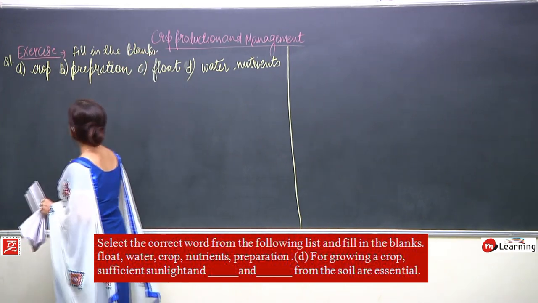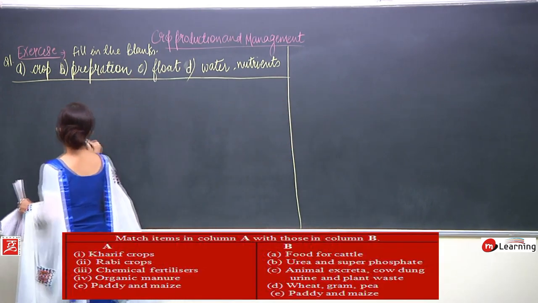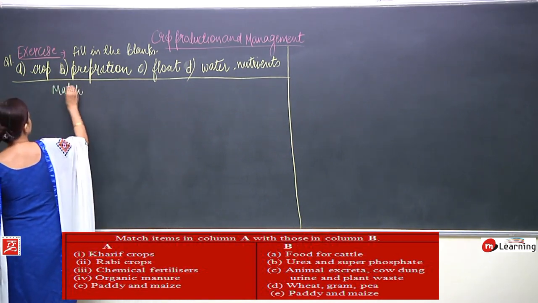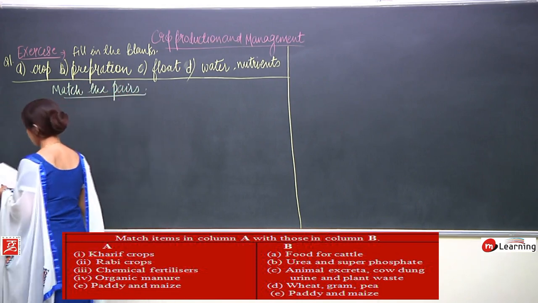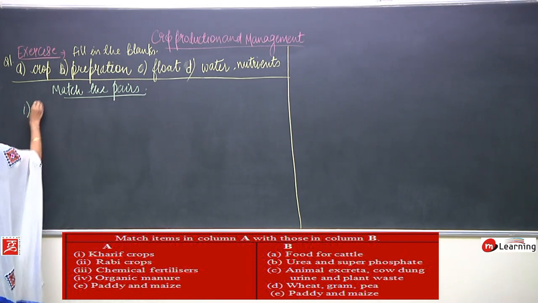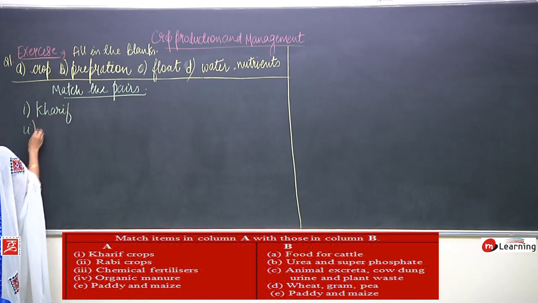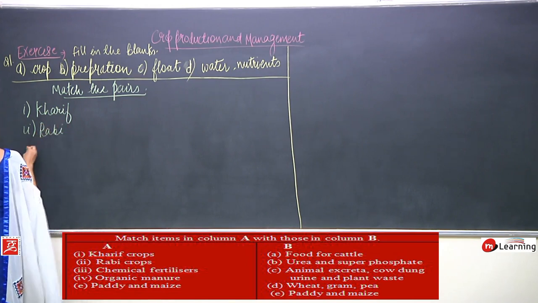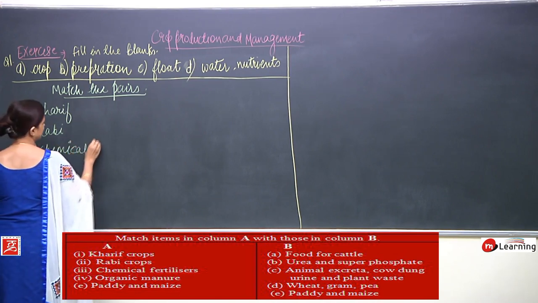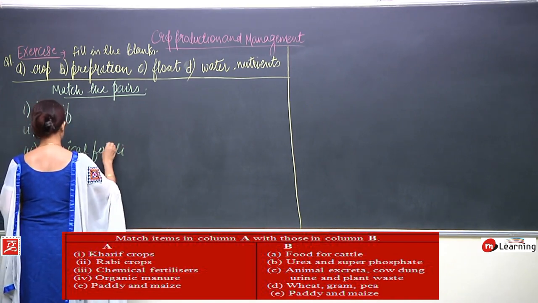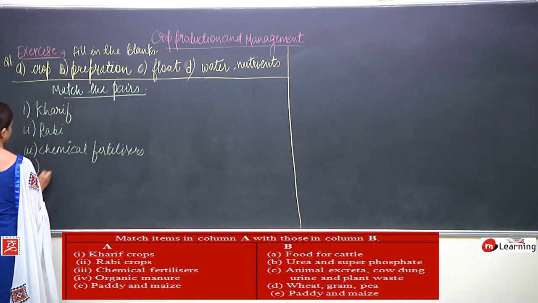Okay, now the next question will be match the column. The next question is match the pairs, matching of pairs. Now, I have to write this first of all. First is Kharif, then Rabi, then third is chemical fertilizers, then fourth is organic manure.